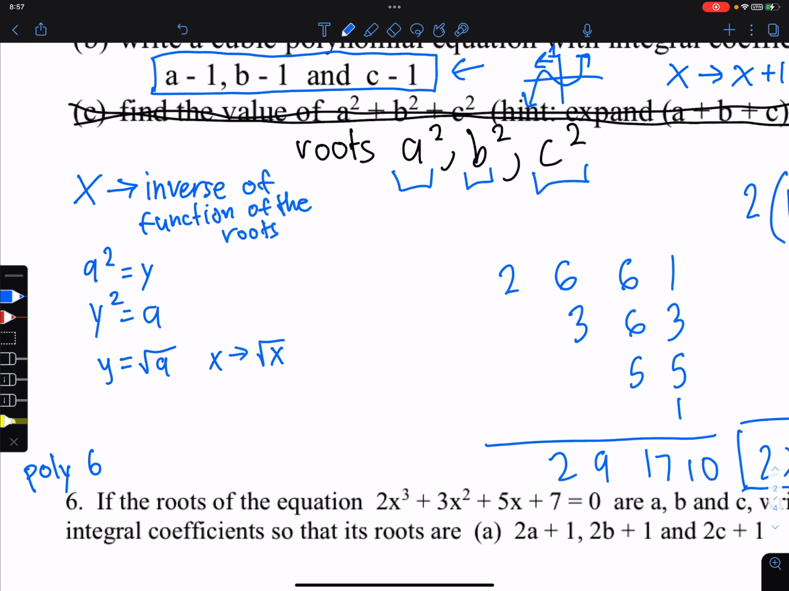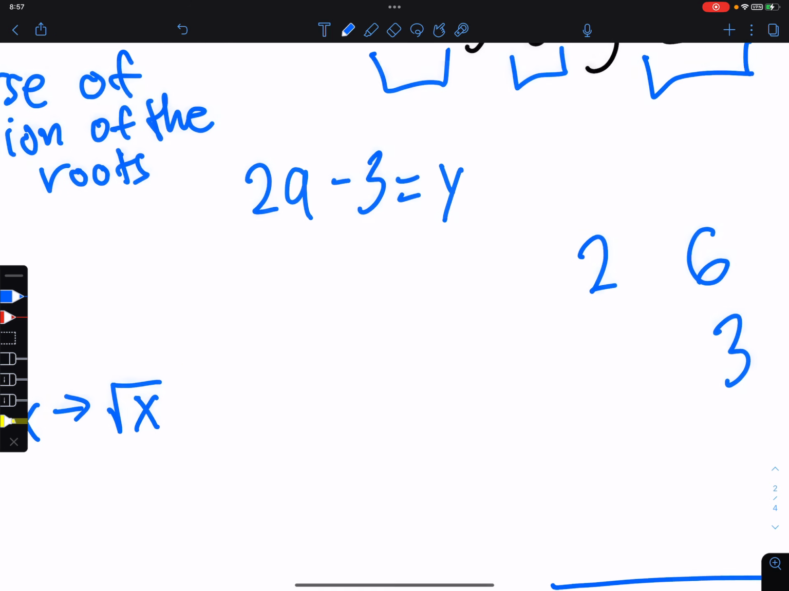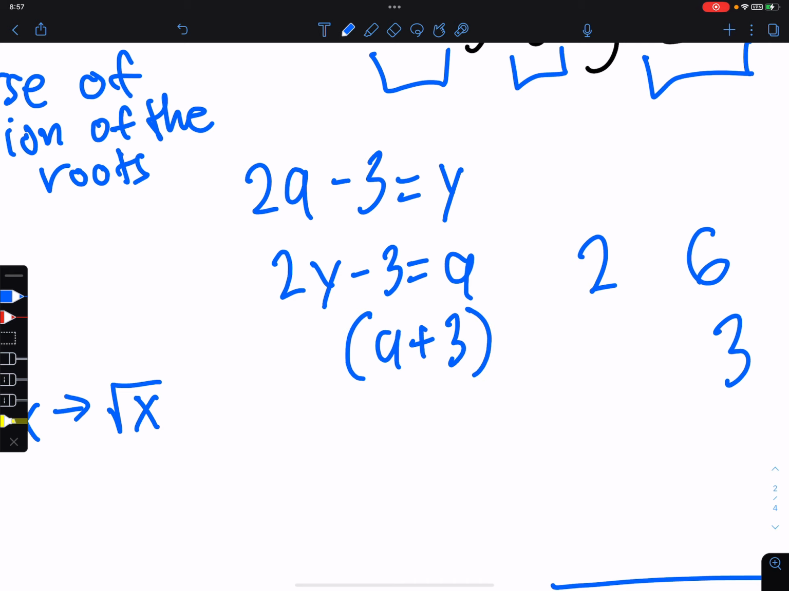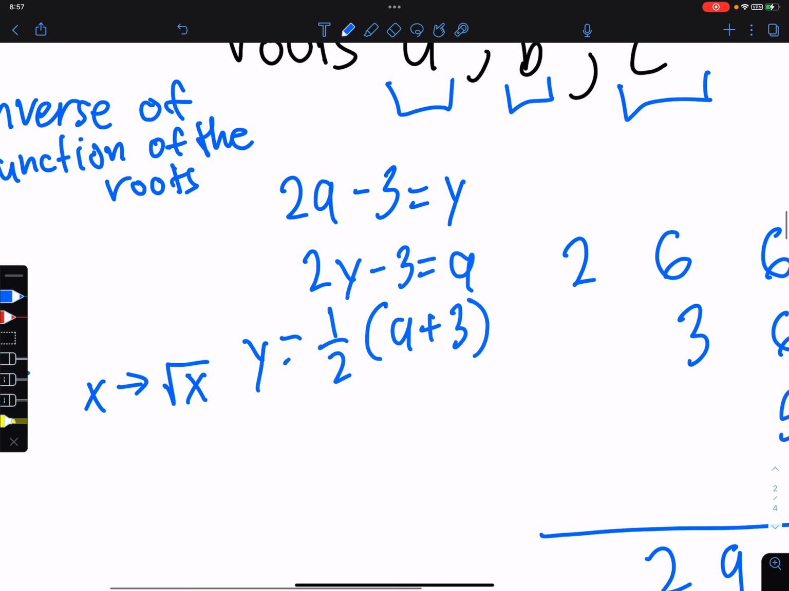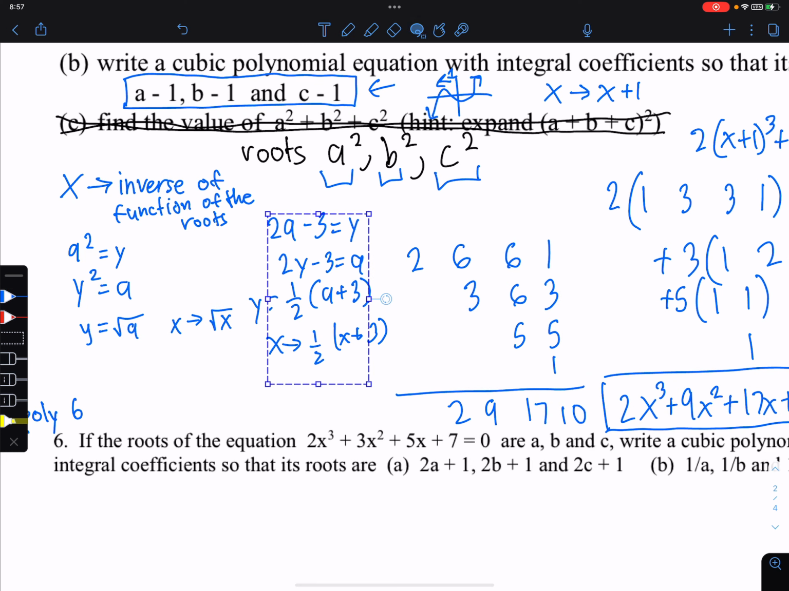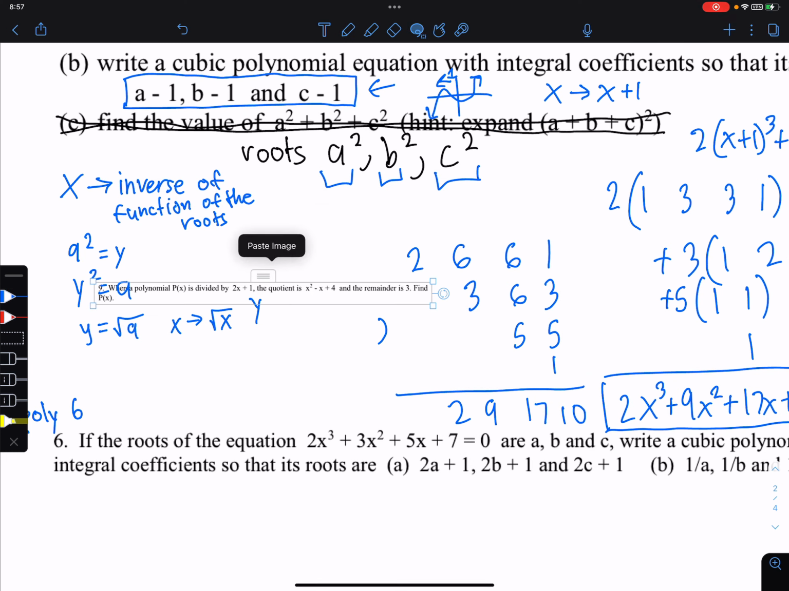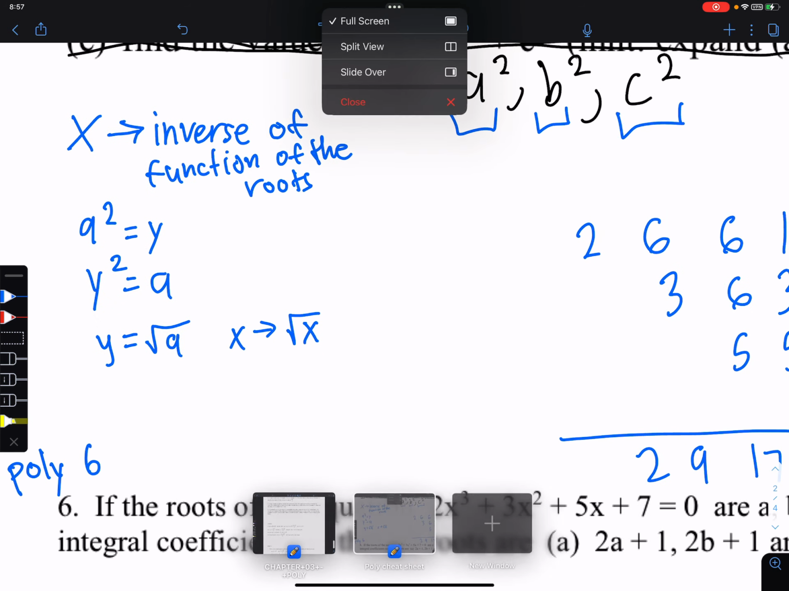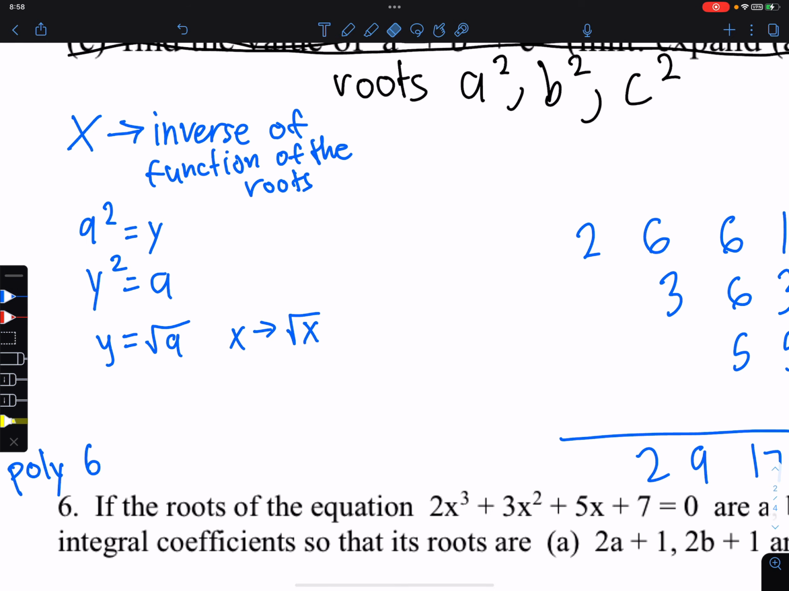But let's do another example. What if it was like 2x minus 3, right? What if that was the translation? Or, sorry, 2a minus 3. Let's switch it, right? A plus 3 times 1/2 equals y. And that's the inverse. You would do x to 1/2 x plus 3. Okay? So yeah, that's the idea. But just know that even if you do the inverse, you'll still need to make it into polynomial form, okay?